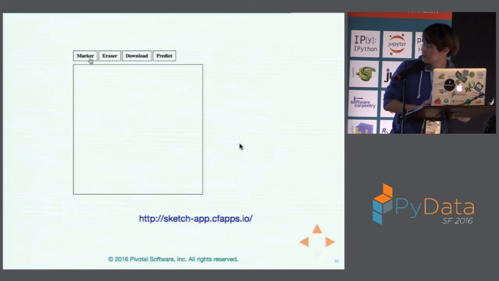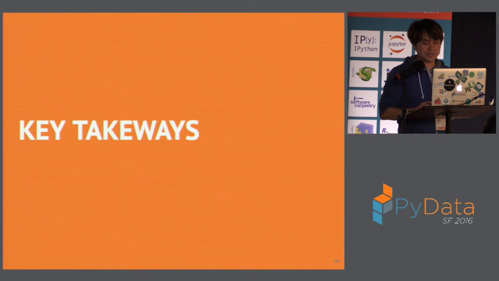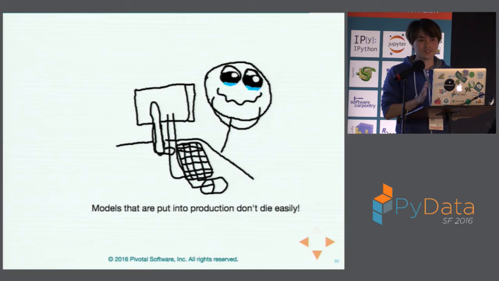All right, so what are the key takeaways of this presentation? Put models into production, right? Because then there's a high chance that they survive and are used by users, right? This is very important.